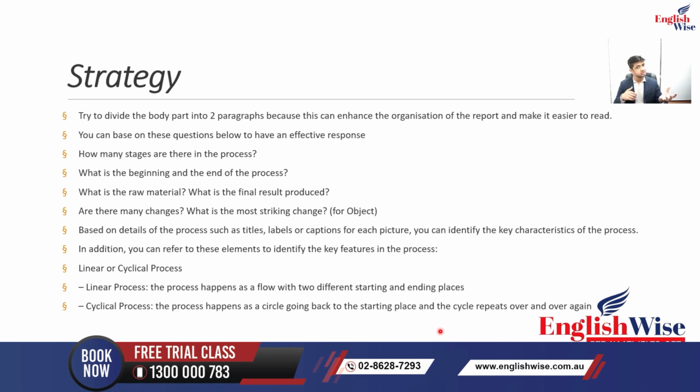What were the raw materials used? What have they added in the process? What is the result of the process? Have there been changes in the process? What does each step entail? From the process or from the diagram, understand what actions have been taken. Is it a cyclical process that repeats itself, or is it a linear process which starts and ends at some place? Understand that for a diagram and represent that in your body paragraphs.